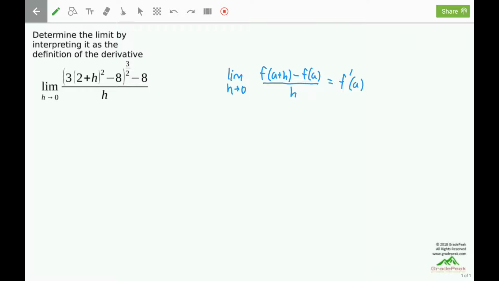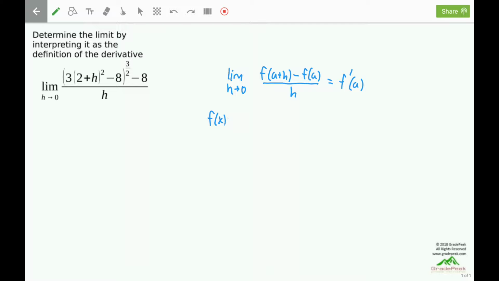In order to do that, we have to first determine f of x. F of x is found by comparing f of a plus h to the f of a plus h term over here. What we want to do is take the a plus h and replace it with an x. There will be your f of x. It does not include this minus 8 over here. That's part of f of a. But there is our f of x: 3x squared minus 8, the entire thing to the 3/2 power.